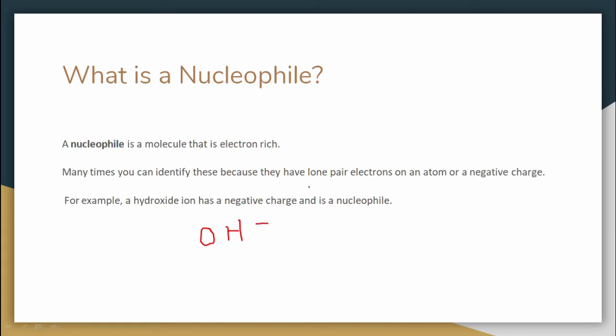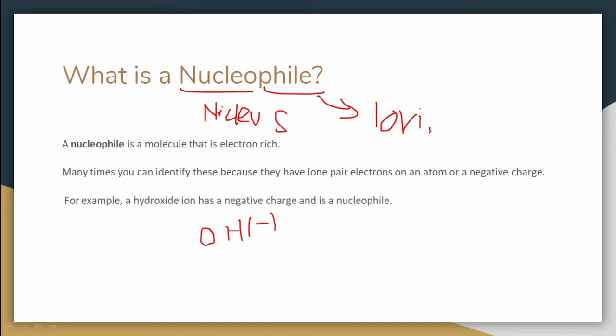Why is a nucleophile negative? Because nucleo stands for nucleus, and phile means love. So just remember that nucleophile is nucleus love. Nucleus is made out of positive charge, so it loves negative charge.